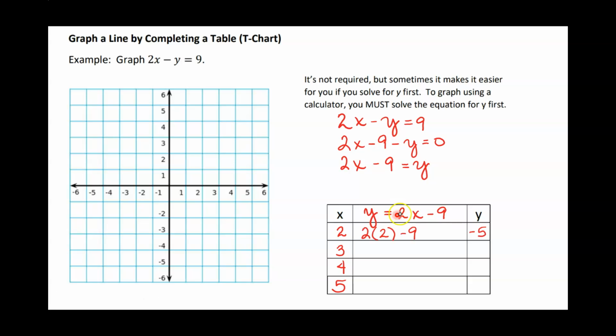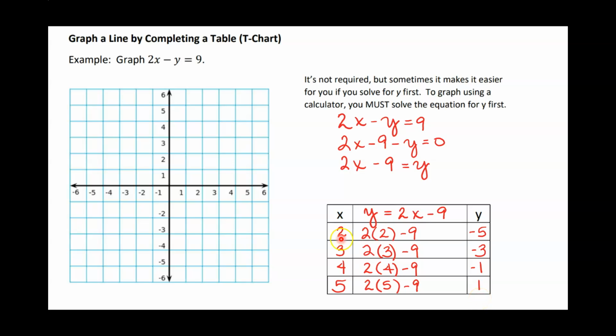All right, plug in 3. 2 times 3 is 6. 6 minus 9 is negative 3. Plug in 4. 2 times 4 is 8 minus 9 is negative 1. And then plug in 5. 2 times 5 is 10 minus 9 is positive 1.